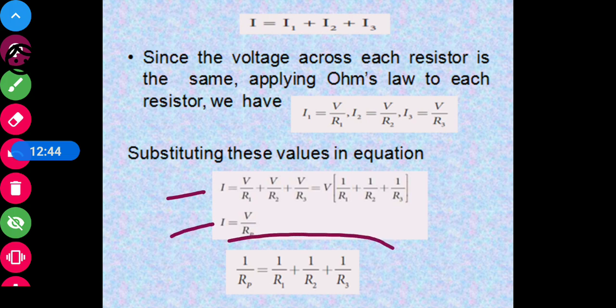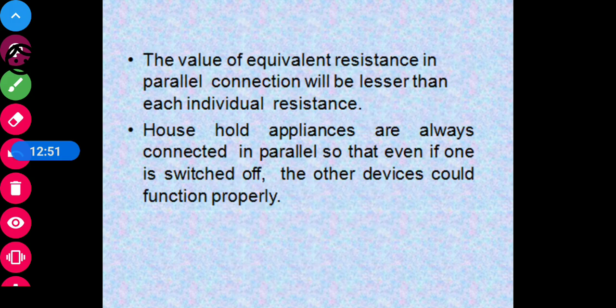From here, by comparing these two, we get that 1 upon Rp is equal to 1 upon R1 plus 1 upon R2 plus 1 upon R3. So when three or more resistances are connected in parallel, the equivalent resistance in the circuit will be lesser than the individual resistances, while in the case of series, the resultant resistance will be more. All household appliances are always connected in parallel, so that even if one is switched off, the other devices can function properly.